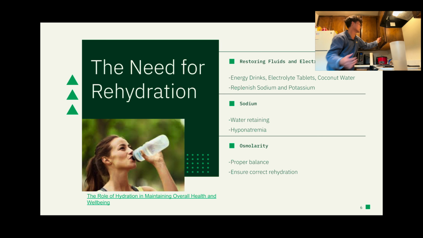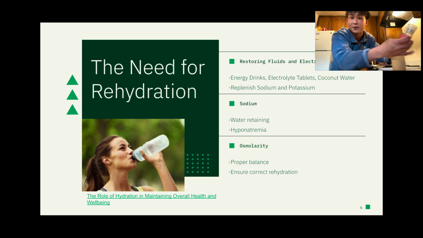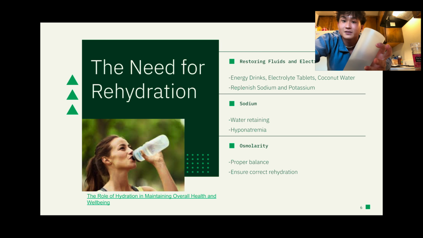Sodium in particular is crucial because it helps the body retain water and prevents a condition called hyponatremia, where sodium levels become dangerously low. Another key factor is osmolarity, the concentration of solutes in a liquid. Beverages with the right balance of electrolytes and carbohydrates enhance water absorption in the intestines, ensuring quicker and more effective rehydration.